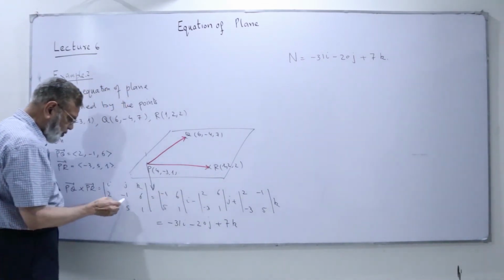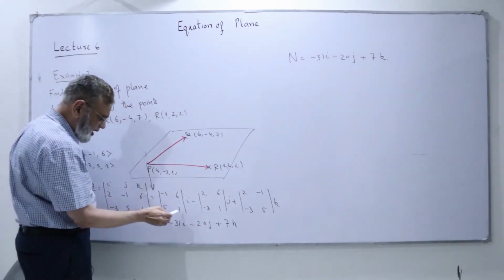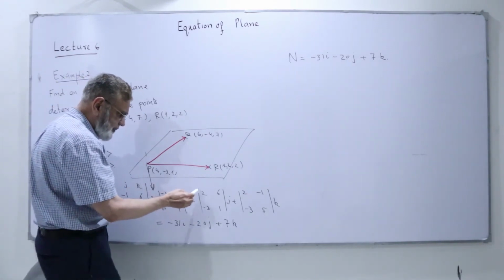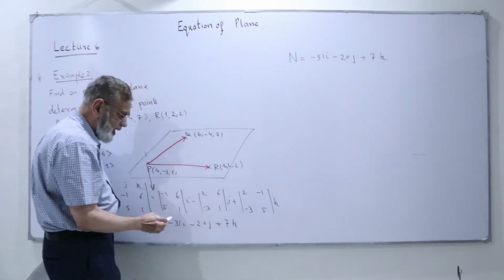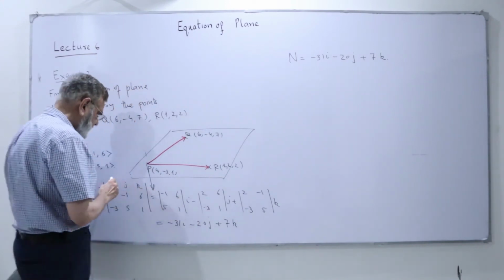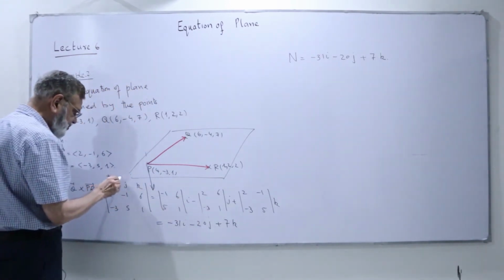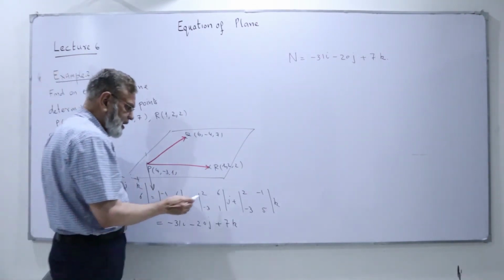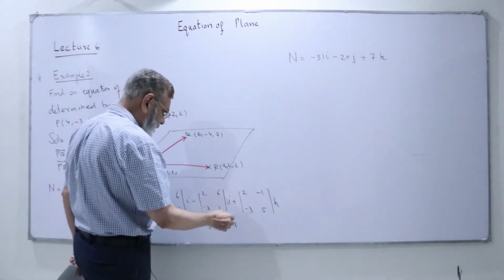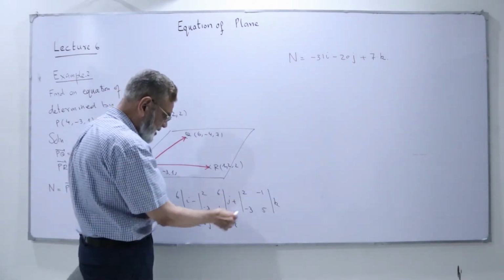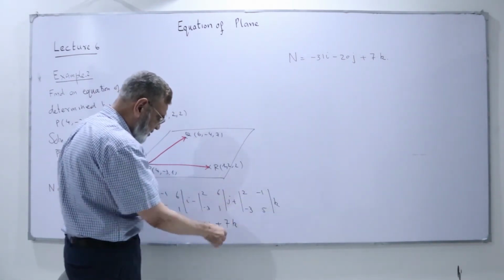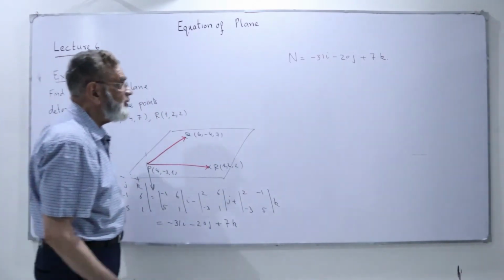Cofactor of K is 2, -1, 3, 5. So we get -1, -30, -31. Then 2 plus 18 is 20, with the minus sign it is minus, but we have to get a plus sign. Here the coefficient of this one is plus, this one is minus, and this one is plus. Then 10 minus 3 is 7. So this is my n. So I get vector n.